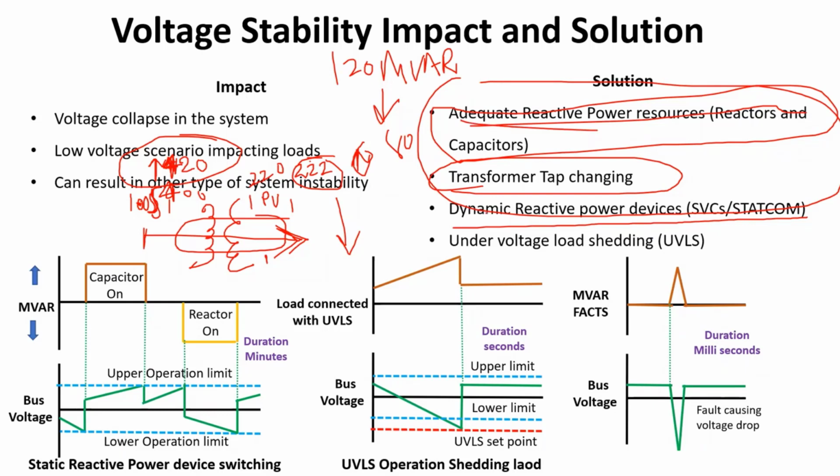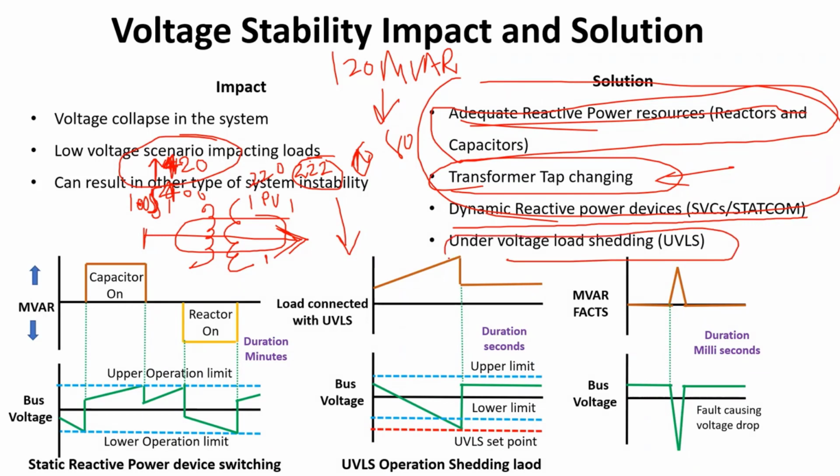These are equipment, and this is transformer tap changing. That is one resource that we have to optimize the voltages, or to optimize the reactive power flow in the system. In case we are not able to control with these, then there is under voltage load shedding.